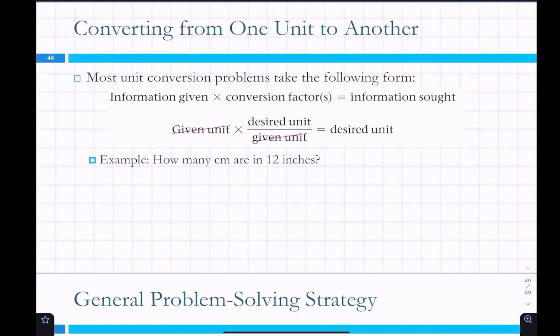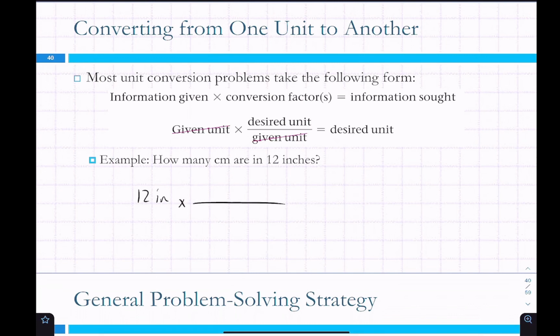So most of our conversions will follow this same form. There are a few rare ones that we'll talk about where you're converting units in the numerator and the denominator. But for example, here, if we have a given unit, that's what's given in our problem. So we have 12 inches. And now we want to convert that into centimeters. We're again using this same conversion factor of 2.54 centimeters equals 1 inch.